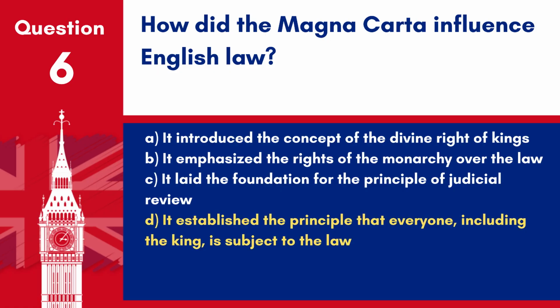Answer. D. It established the principle that everyone, including the king, is subject to the law. The Magna Carta, signed in 1215, is a cornerstone of modern English law and is considered one of the first steps towards establishing a constitutional government.